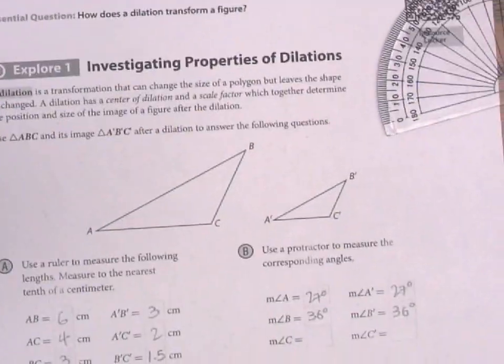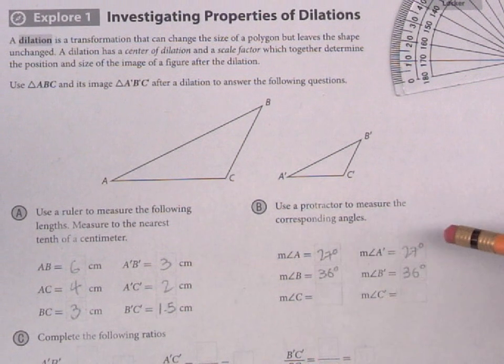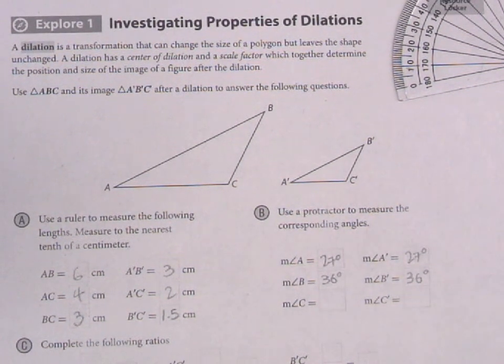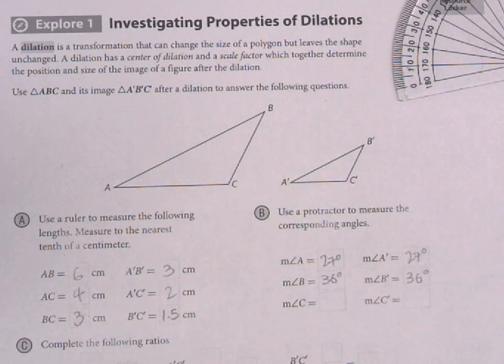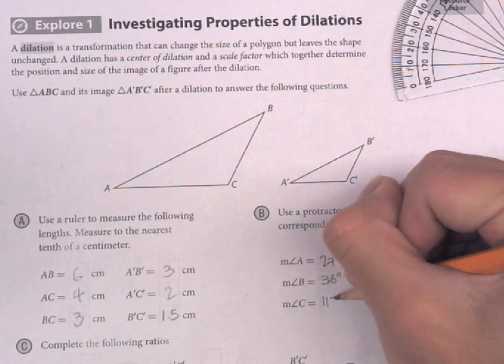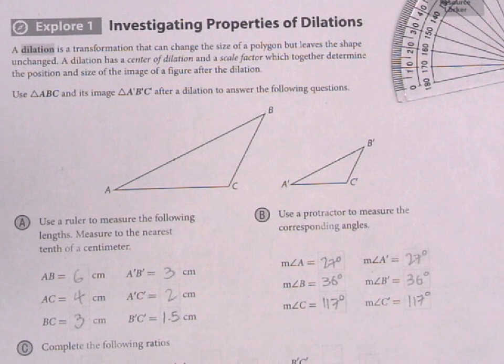So from here, what we know is we know these two angles. In order to solve for the other one without using a protractor, you can just subtract from 180 degrees, because the angles in a triangle add up to 180. So 180 minus 27 minus 36 is going to be about 117 degrees. So that means this one here is 117 degrees. Let me see, 117 plus 27 plus 36. Yeah, okay.